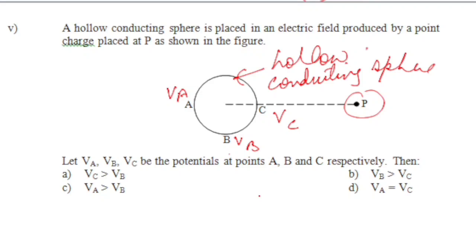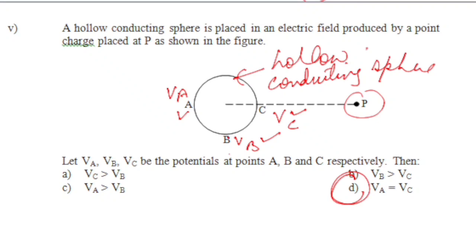Yes, you must know that in case of a hollow conducting sphere, potential is the same at every point. It means VA equal to VB equal to VC. So which option is correct? Yes, option number D is correct. In this way, you solve all these questions based on electric potential. Right? So one case study based question is already solved.